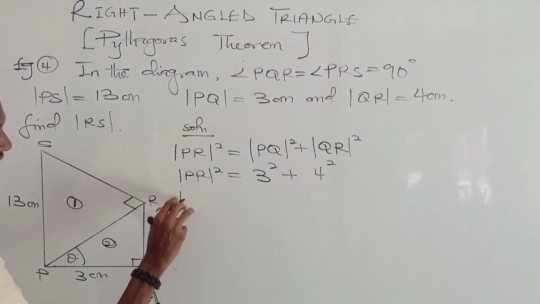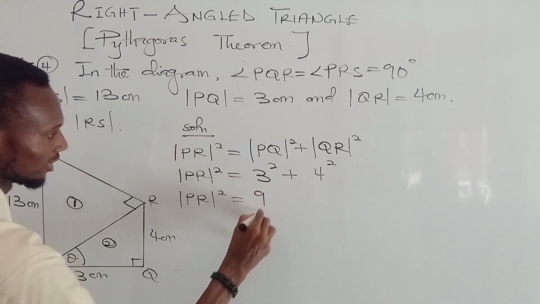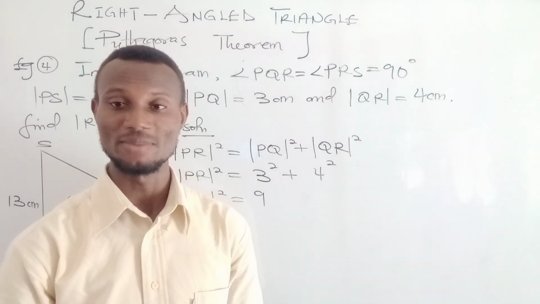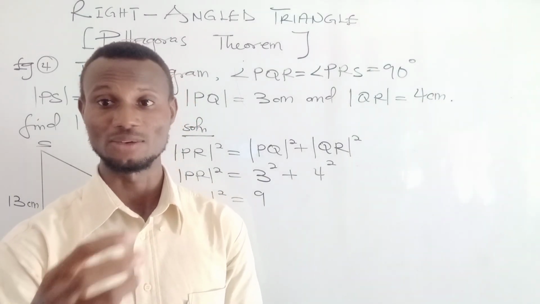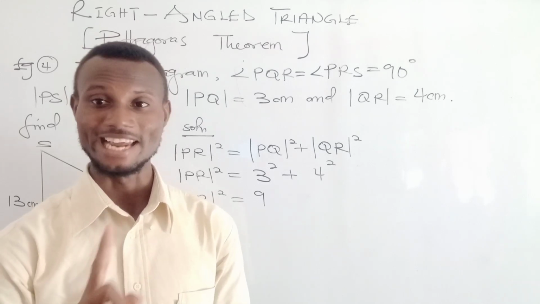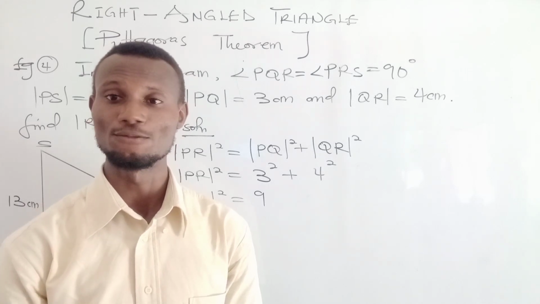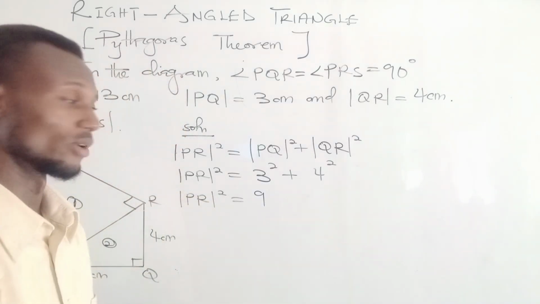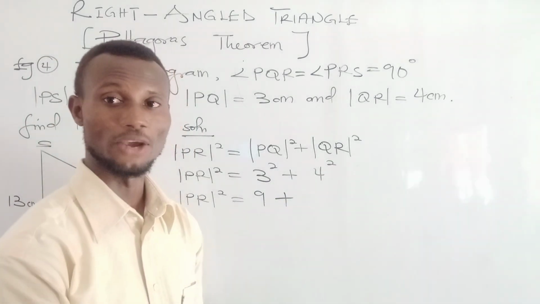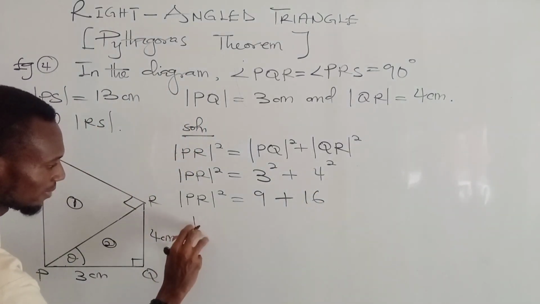So I'll repeat my line: PR squared equals 3 squared, which is 9. Please, 3 squared doesn't mean 3 times 2. 3 squared means 3 times 3, which gives us 9. So 3 squared does not mean 3 times 2; it means 3 is multiplying itself 2 times, and that gives us the 9. Plus, 4 squared also means 4 times 4, which gives us 16.